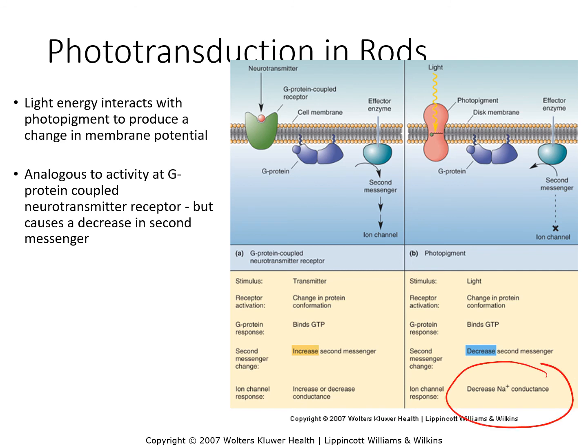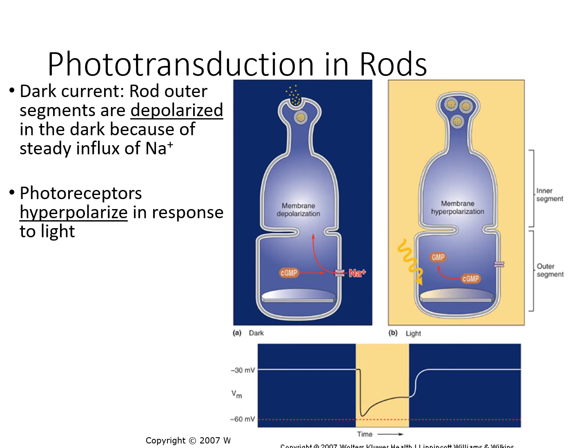And one of the things that happens here is a decrease in sodium conductance. We're going to get a hyperpolarization in a rod when it gets hit with light. So here in rods, you have dark. You can see that the outer segments are depolarized in the dark because sodium is constantly coming in. However, photoreceptors are going to hyperpolarize in response to light. So you can see we're at minus 30 millivolts in the dark. Light hits, we drop all the way down to minus 60 millivolts. So basically that means we're going to stop sending information when that rod is activated.